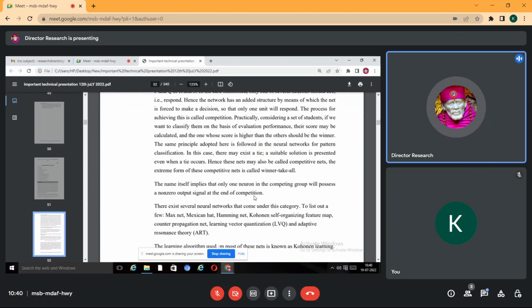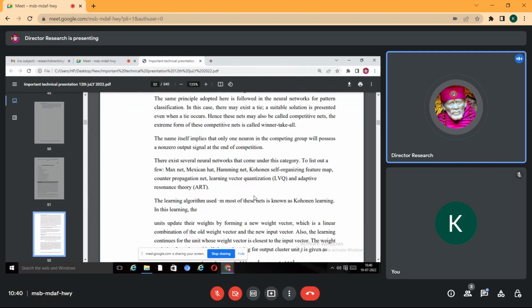The name itself implies that only one neuron in the competitive group will possess a non-zero output signal at the end of competition. There exist several neural networks that come under this category. We list a few: MaxNet, Mexican Hat, Hamming Net, Kohonen Self-Organization Feature Map, Counterpropagation Net, Learning Vector Quantization, Adaptive Resonance Theory.